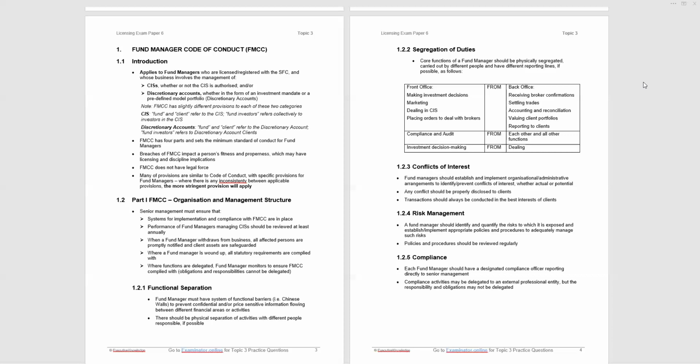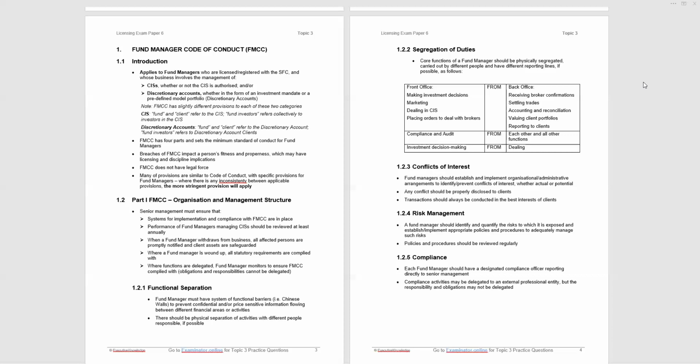Similarly, segregation of duties, where you are physically segregating certain activities. Front office activities should be segregated from back office, and we've listed what those are. Compliance and audit should be segregated from each other and all other functions, and the investment decision making very much should be segregated from the dealing function. Fund manager should avoid conflicts of interest, and if there is one, the conflict should be disclosed to the clients.